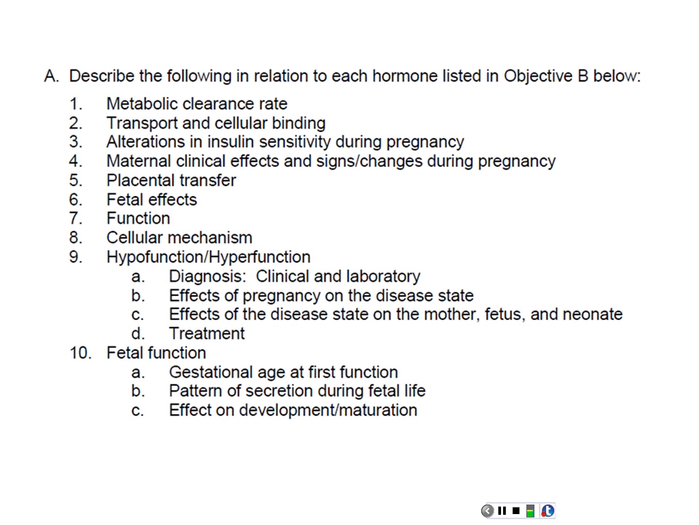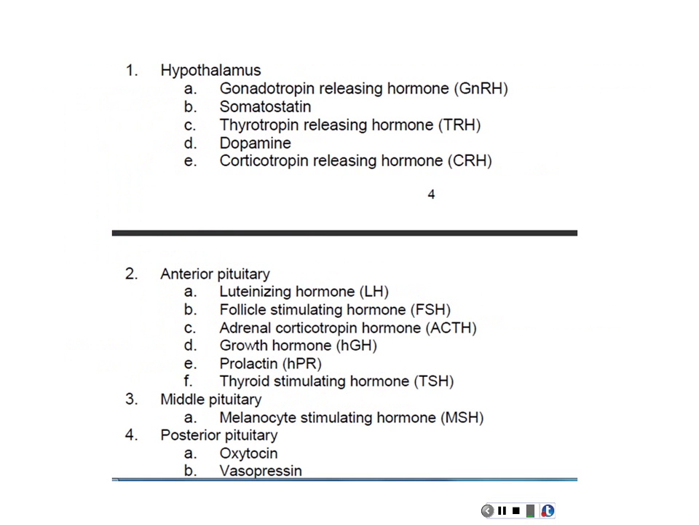So these are the guidelines from the ABOG Maternal Fetal Medicine Learning Curriculum. They want us to go through metabolic clearance rate, transport and cellular binding, clinical effects and signs and changes during pregnancy, placental transfer, fetal effects, function, cellular mechanism, hypo and hyperfunction, and fetal function, for the following hormones from today. So we will see what we can do to try to meet these standards.